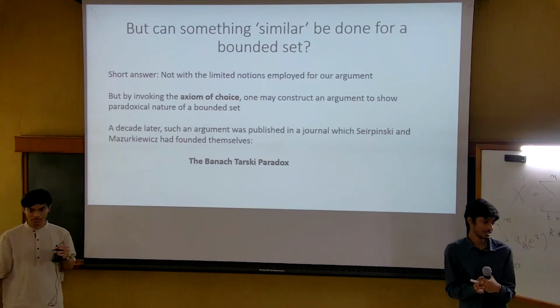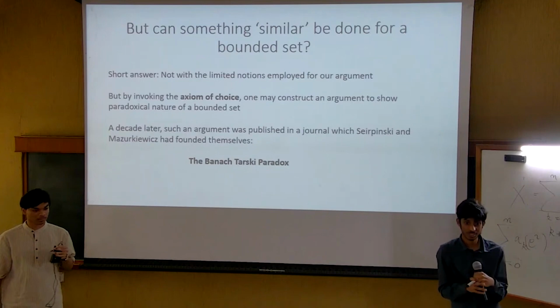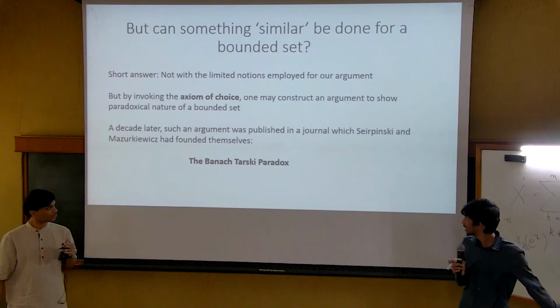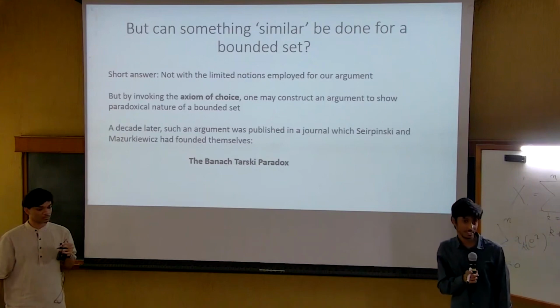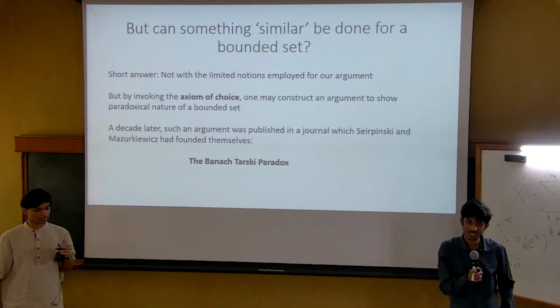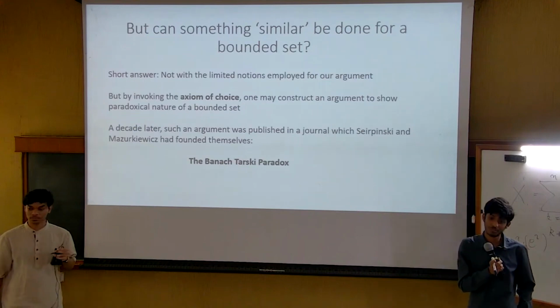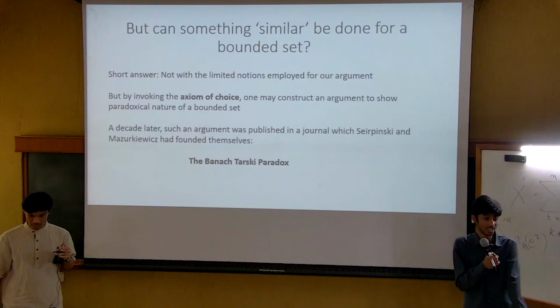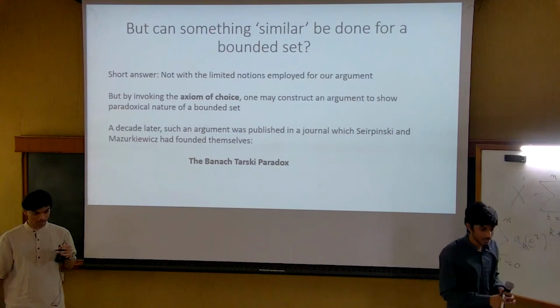Upon invoking a stronger theory, namely the axiom of choice, we can indeed produce a bounded set which has a paradoxical property as defined. It turns out a decade later, two mathematicians, Banach and Tarski, provided an argument for a bounded set being paradoxical in the same journal which Sierpinski and Mazurkiewicz had founded in that period.